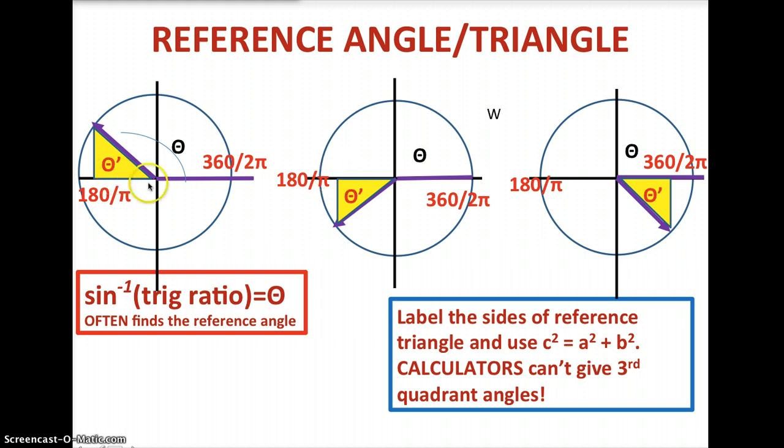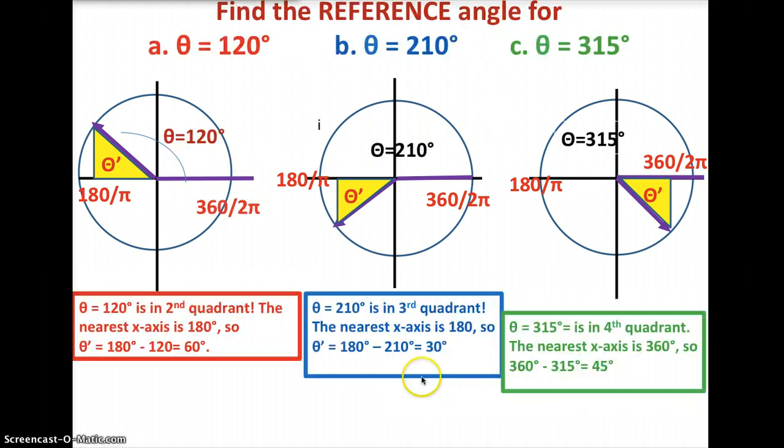So for instance, on this first one, this would be a negative x value, a positive y value, and a positive hypotenuse. In the second one, it would be a negative x value, a negative y value, and a positive hypotenuse. And in the third one, it would be a positive x value, negative y value, and a positive hypotenuse. Hypotenuse is always positive. We'll go into this more. Calculators can't give third quadrant angles to us.